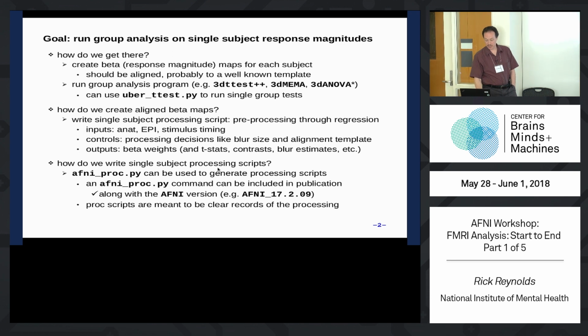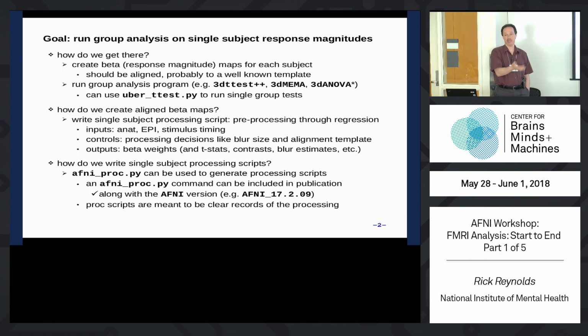So the output from this script would be those beta weight volumes, and of course you'll get t-stats and all sorts of information along with it, and quality control information. So writing these scripts used to be an arduous journey, but now typically we'll suggest using afni_proc, and that's its job. You tell it where your data sets are, you tell it where your processing options are, and then it does the work for you.